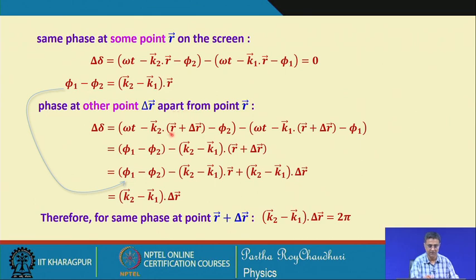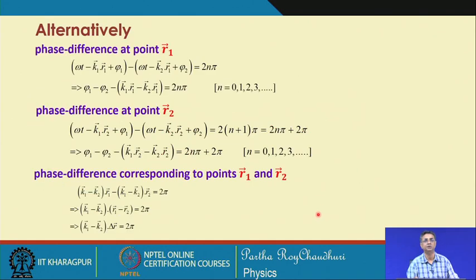I have just replaced r by r plus delta r, and then we write down this equation. But phi 1 minus phi 2, we have already seen, is equal to k 2 minus k 1 dot r. Therefore, at this point the phase difference is also this, but this phase difference must correspond to twice pi, and this gives you the condition for the fringe width.